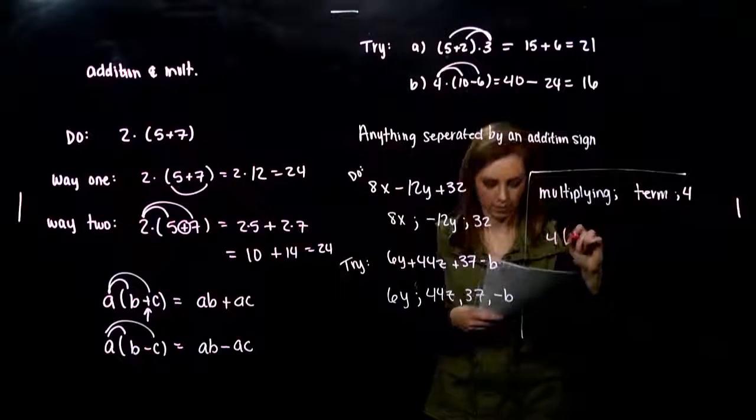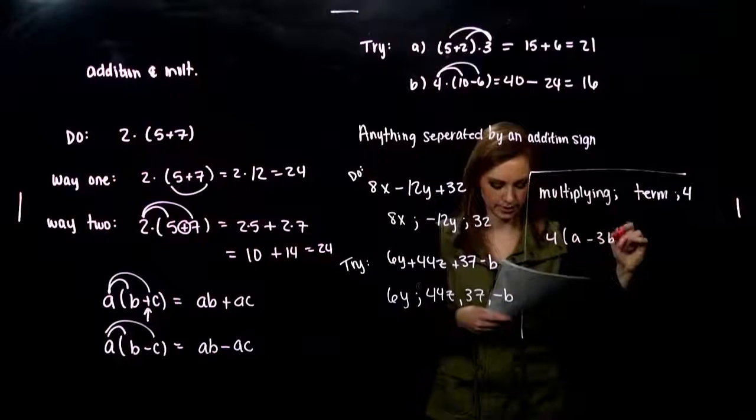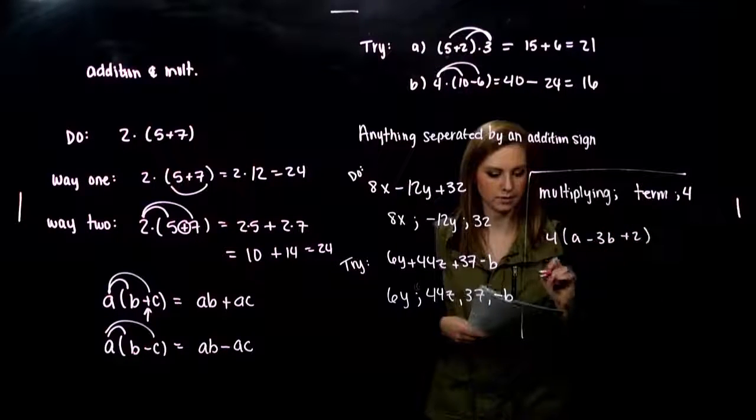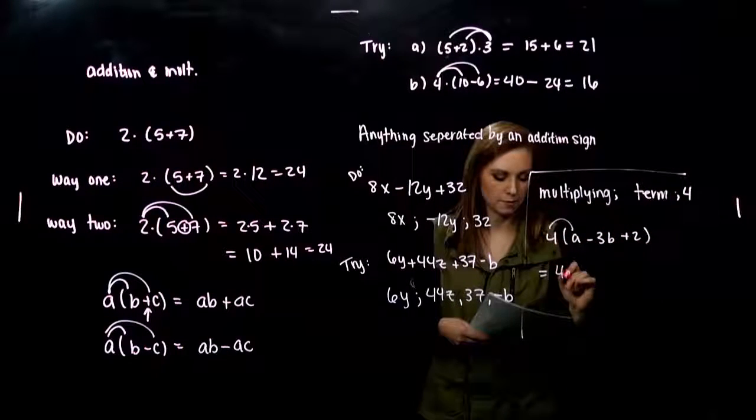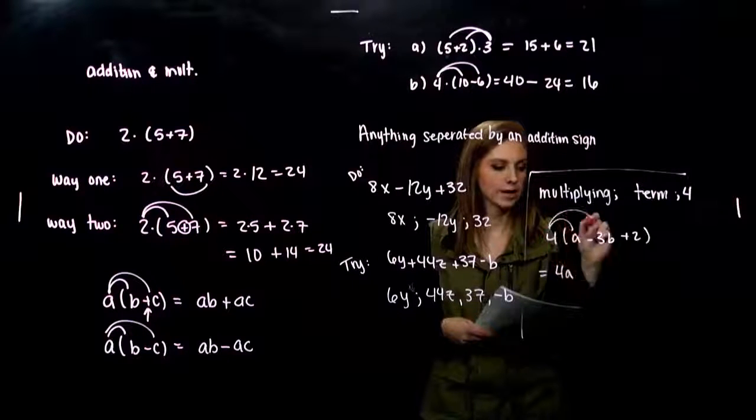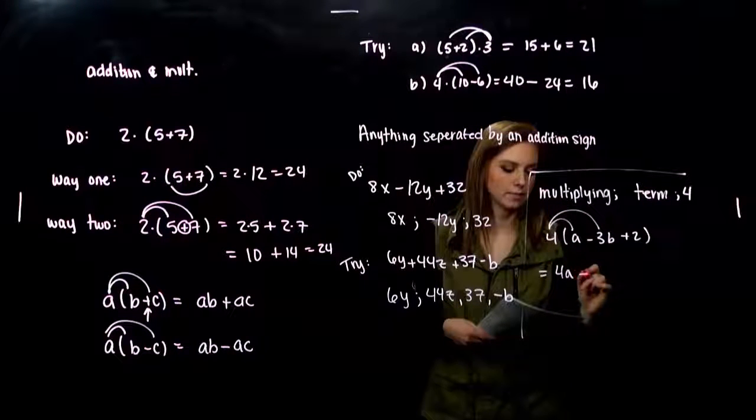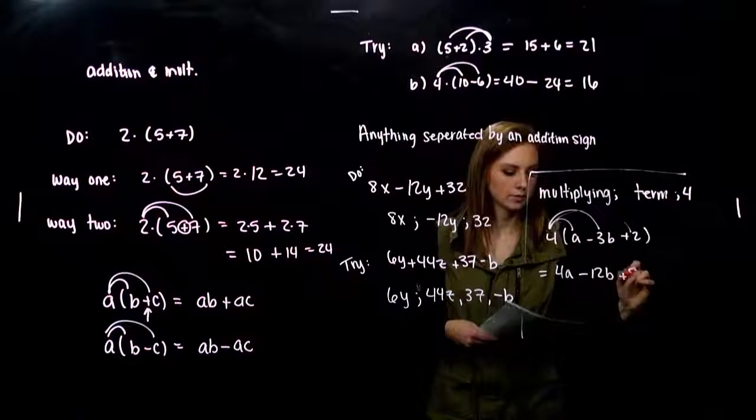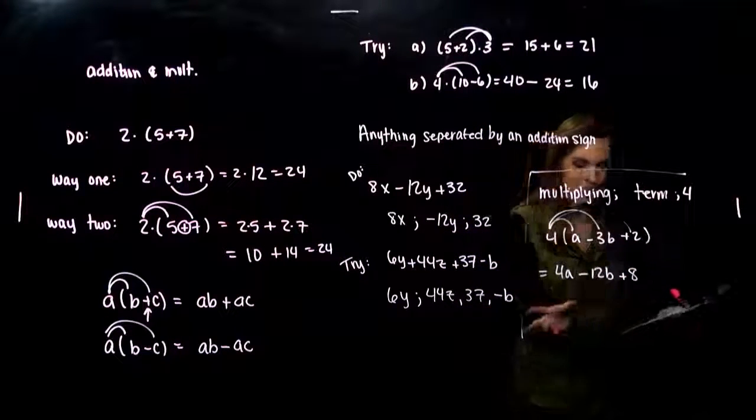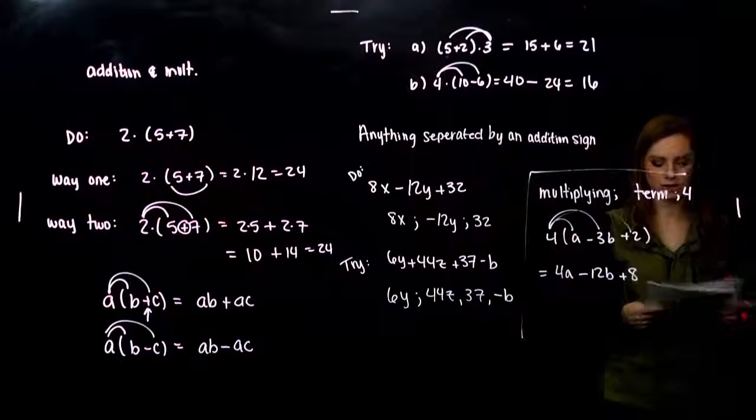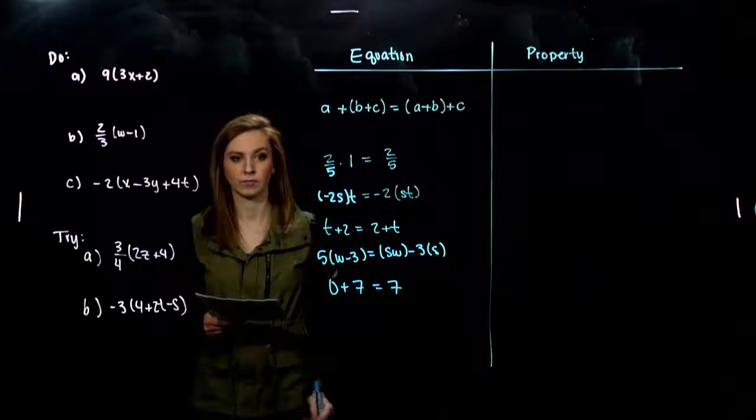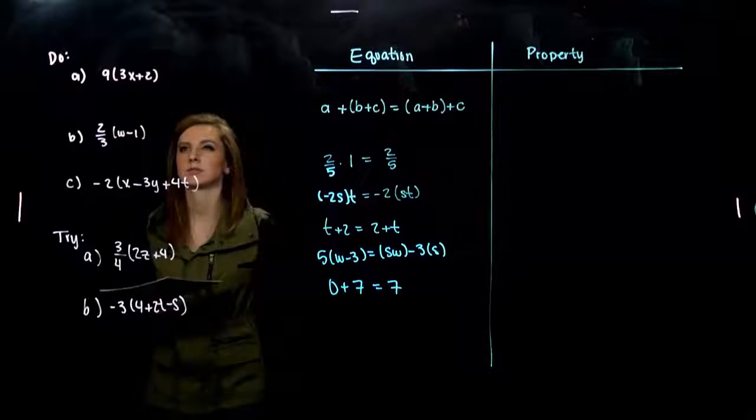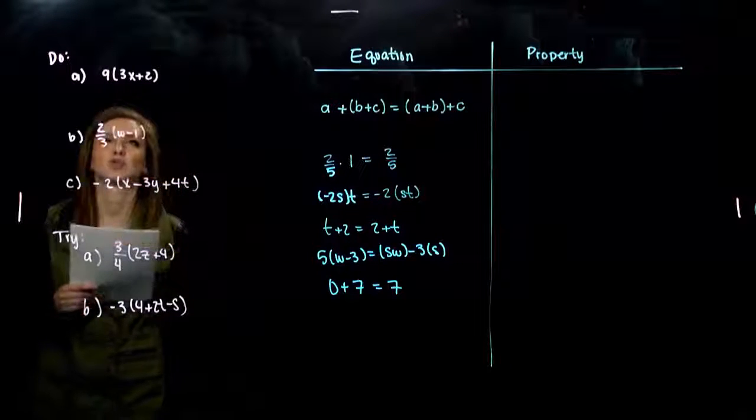So, what do we get out of here? If we're trying to simplify and remove those parentheses, 4 times a will give me 4a. 4 times negative 3b will give us minus 12b. 4 times 2 will give us 8. We want to see, can I combine anything else? We don't have any other like terms. So let's do a few examples so we get comfortable with this distributive law.